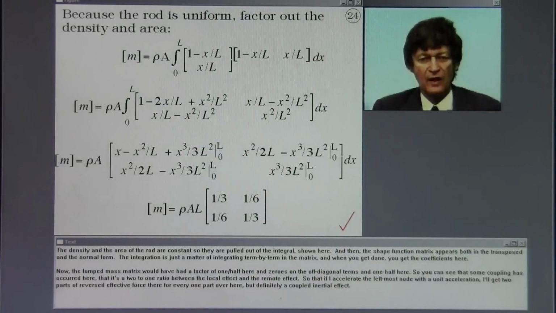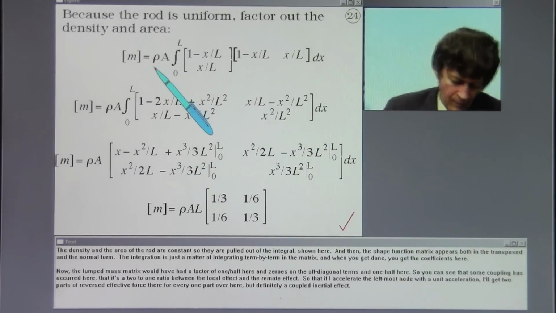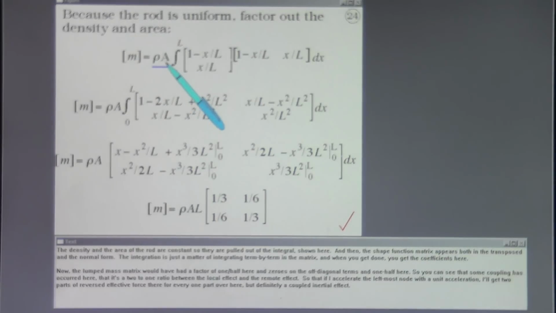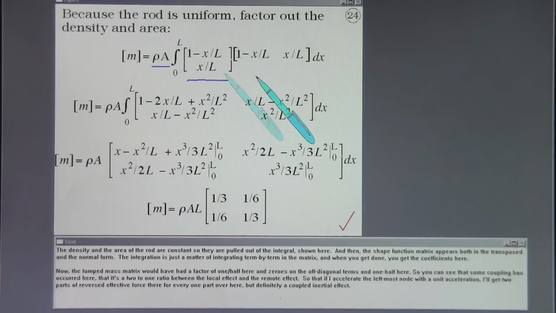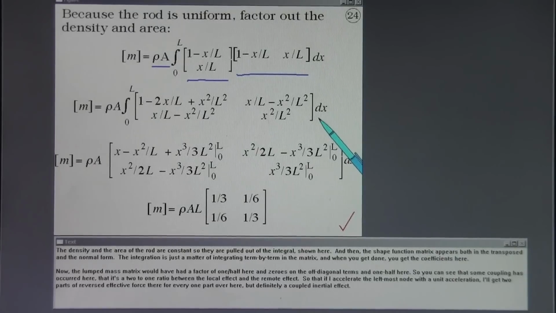The density and the area of the rod are constant, so they're pulled out of the integral, shown here. And then the shape function matrix appears both in the transposed and the normal form. The integration is just a matter of integrating term by term in the matrix. And when you get done, you get the coefficients here.